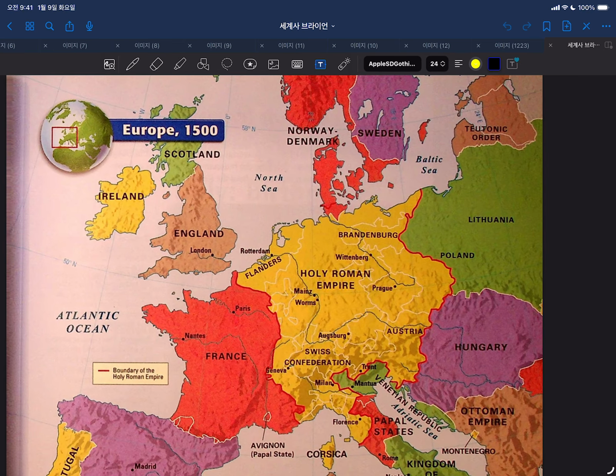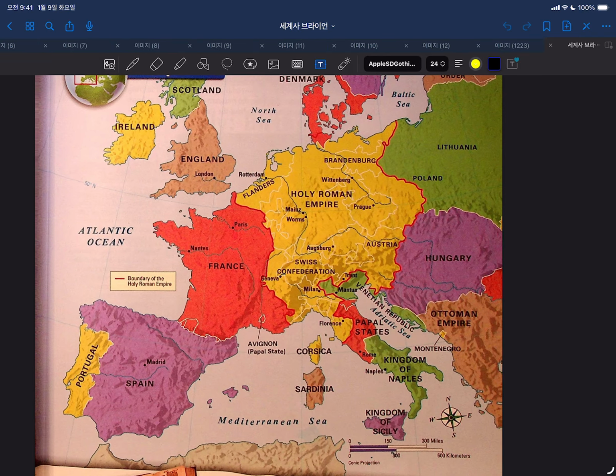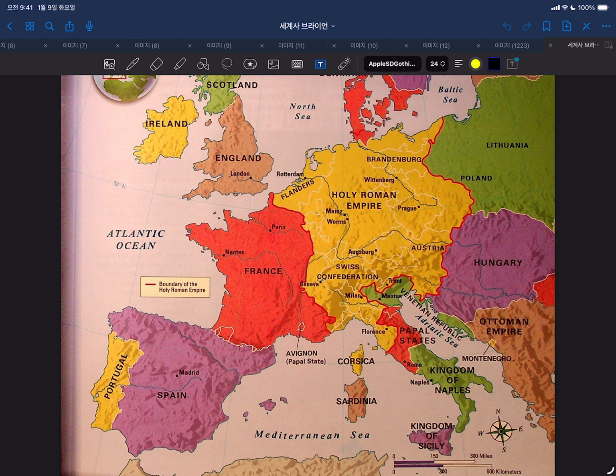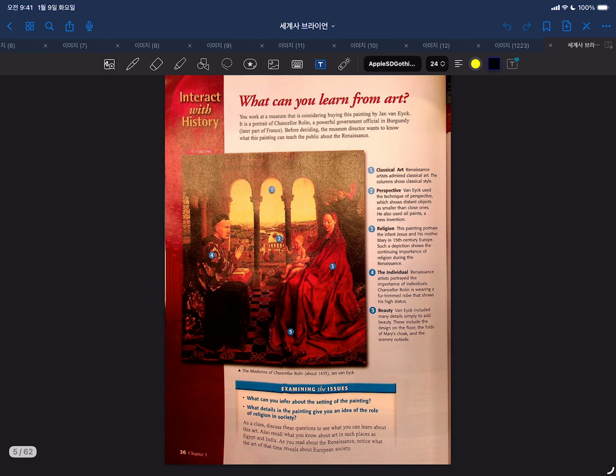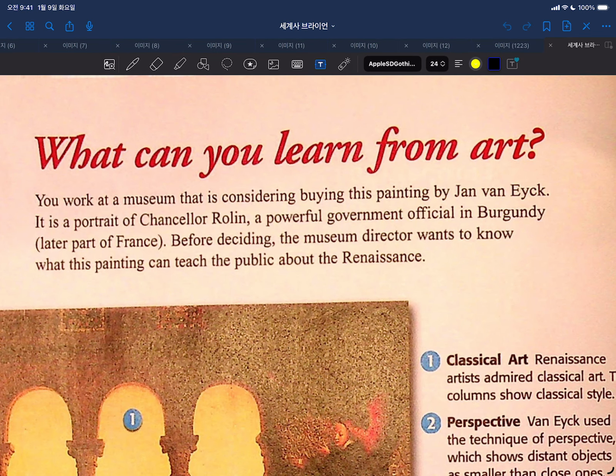Look at the map. Europe, 1500. Scotland, Ireland, England, France, Spain. Spain is really huge compared to Portugal. Holy Roman Empire, Hungary, Ottoman Empire, etc. So, this is interesting. What can you learn from art?